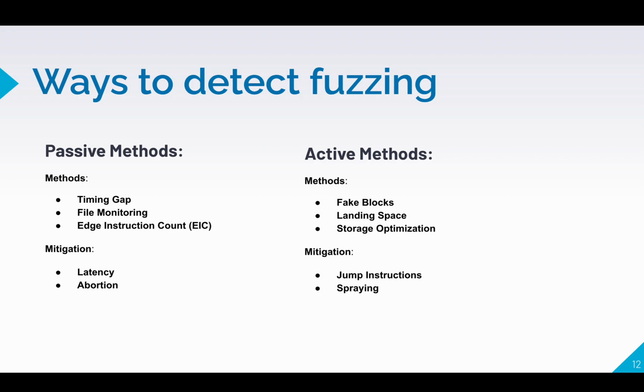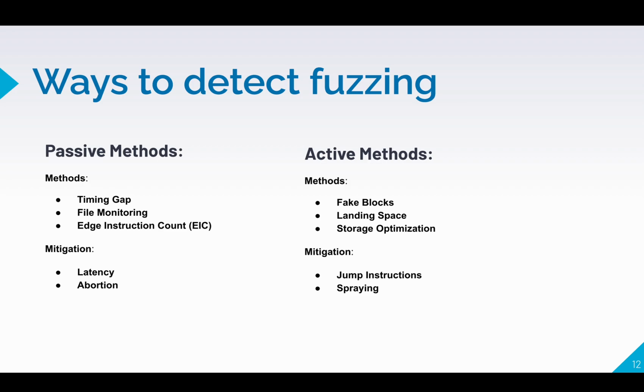For the passive methods, the main goal is to detect fuzzing without affecting normal execution. There are some methods for doing that, such as time gap, which detects delays caused by fuzzing, and file monitoring to track rapid file creation by the fuzzer, and the EIC, which is basically to detect anomalies in instruction method. And there are some mitigation efforts to prevent this fuzzing attack, such as adding delay to hinder fuzzers and terminating the program or triggering fake errors.